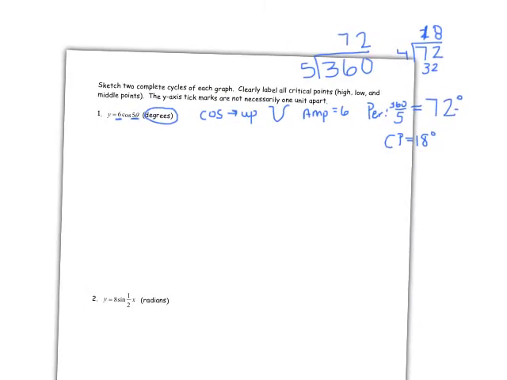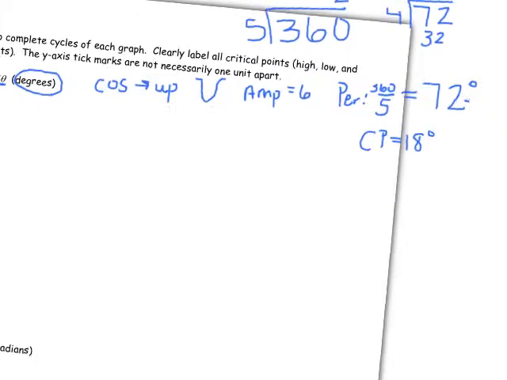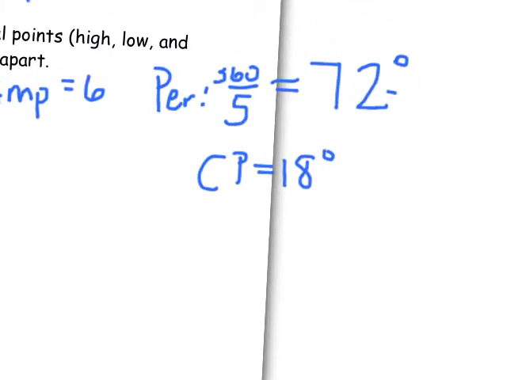Alright, so let me refresh what I did. I said this is cosine, so that reminded me that it looks like this normally. The 6 represents my amplitude, and the 5 leads me to get to the period. Remember that the period is not 5. Normally in degrees, my period is 360. I divide it by that 5 and I got 72. That's my period. Then because we're going to have to get those 4 critical points, I took 72 and divided by 4 to get 18.